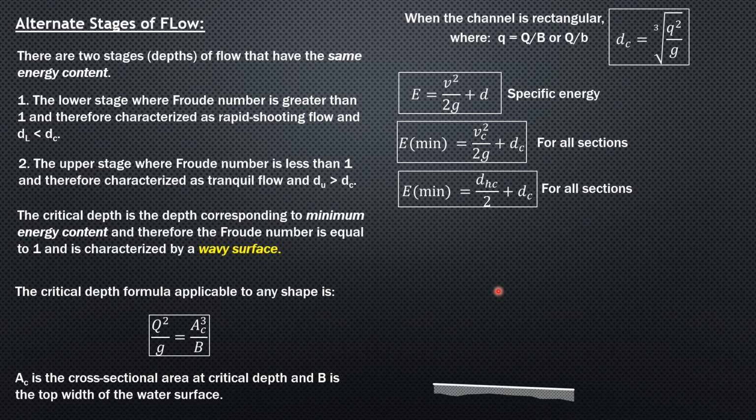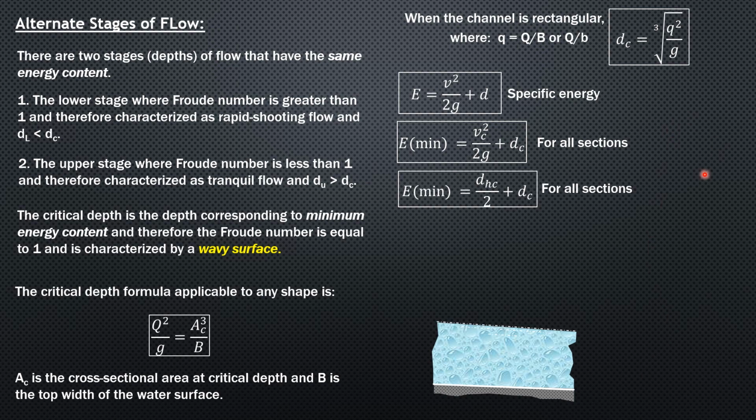So to illustrate, we have here a side picture of the channel. This is the critical depth, and we have the alternate depth in the lower stage and in the upper stage, where they have the same discharge and energy content. So this is the depth in the lower stage. This is the alternate depth in the upper stage.